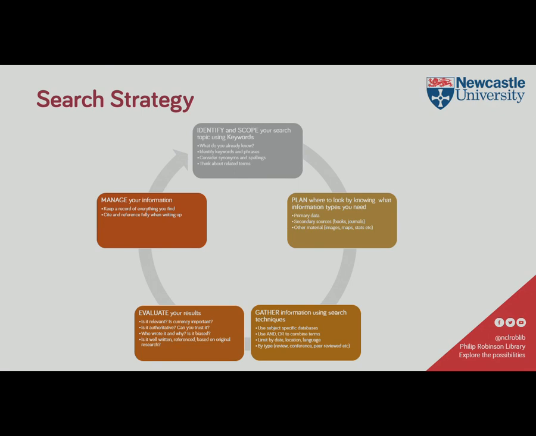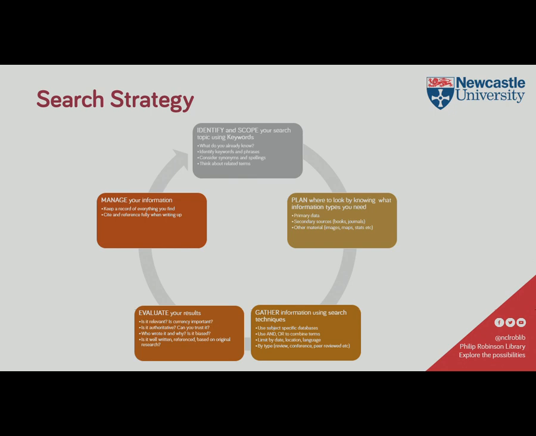The second stage is planning. So there's lots of different types of information, as you know, and it's deciding which ones you need for your research. So is it primary data, or is it secondary sources such as books or journals, or is it more specialist material? Is it government statistics? Is it maps, images? What do you need? Because that affects where you look, and different resources are better for looking for different types of information.